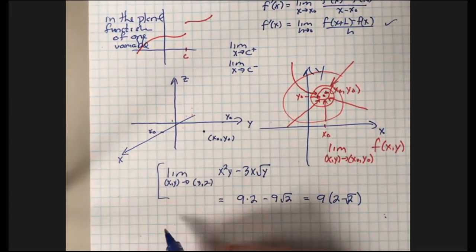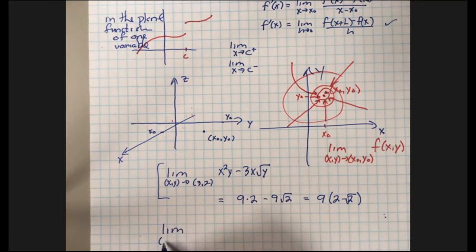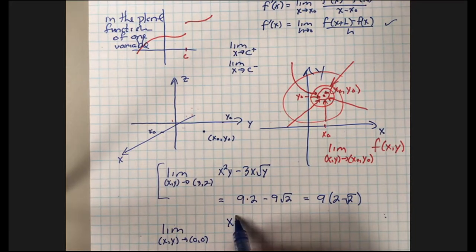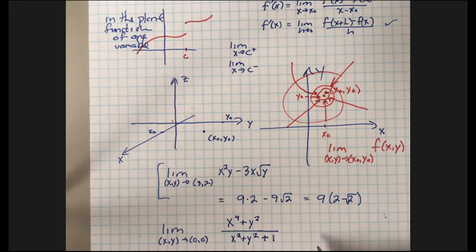But when I start to mess with the numbers, remember, there are some things I'm not allowed to do to numbers. Take the square root of a negative number in the real valued functions. Divide by zero, take the logarithm of a number that's not positive. Let's say I approach zero and zero for a classical problem. And let's say I have x to the fourth plus y squared divided by x squared plus y squared plus 1.